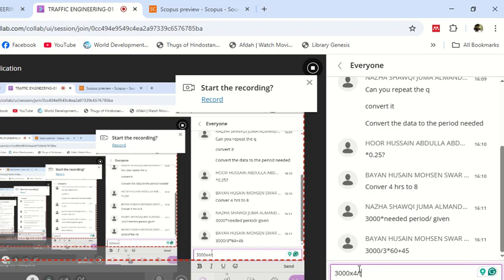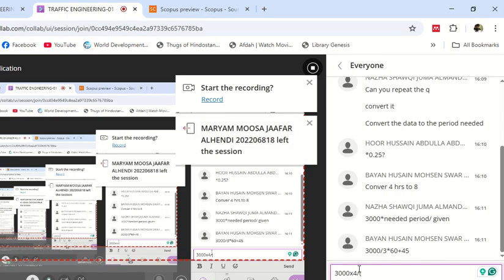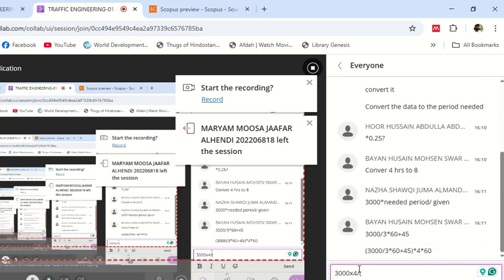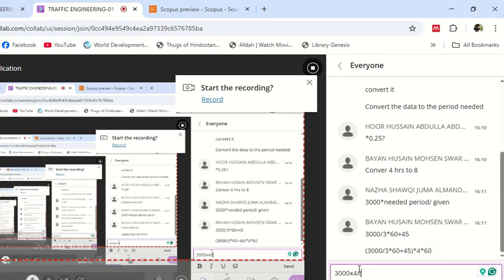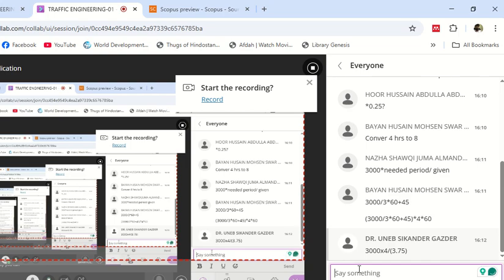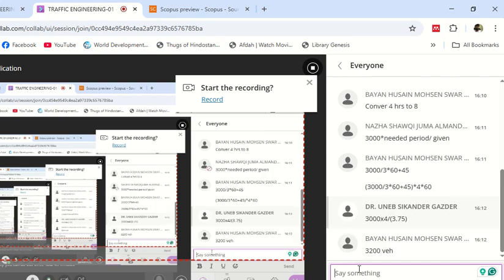So when you divide 3000 with this value, 3 into 60 plus 45, it will convert the count to per minute. Number of vehicles per minute. Then you need to convert it to 4 hours, so you should multiply by the number of minutes in 4 hours. So what I'm saying here is we are doing this. Or simply you can do this. 3 hour 45 minutes means 3.75.